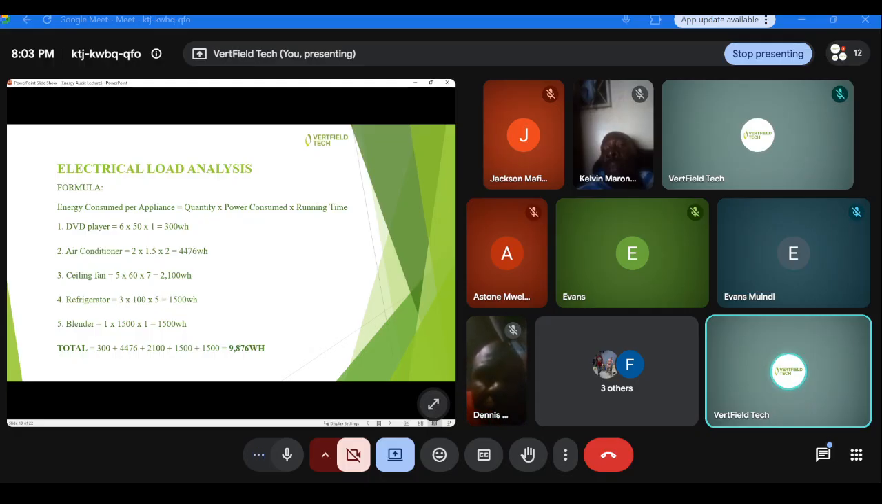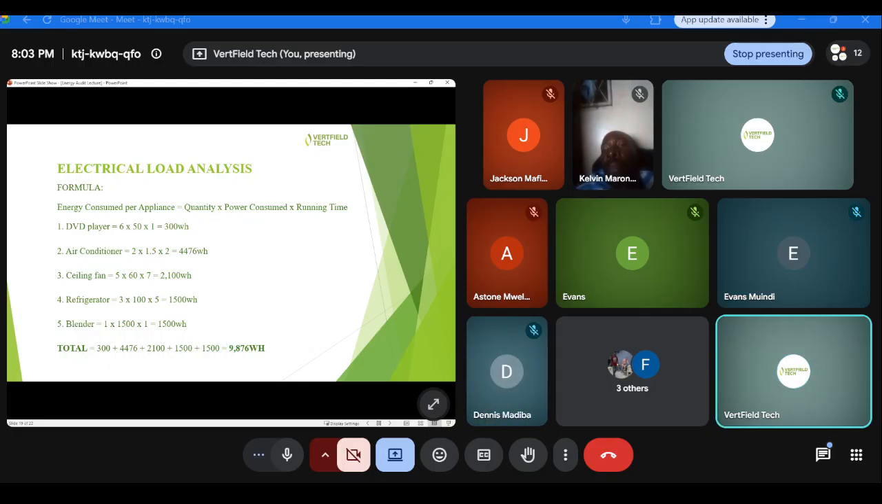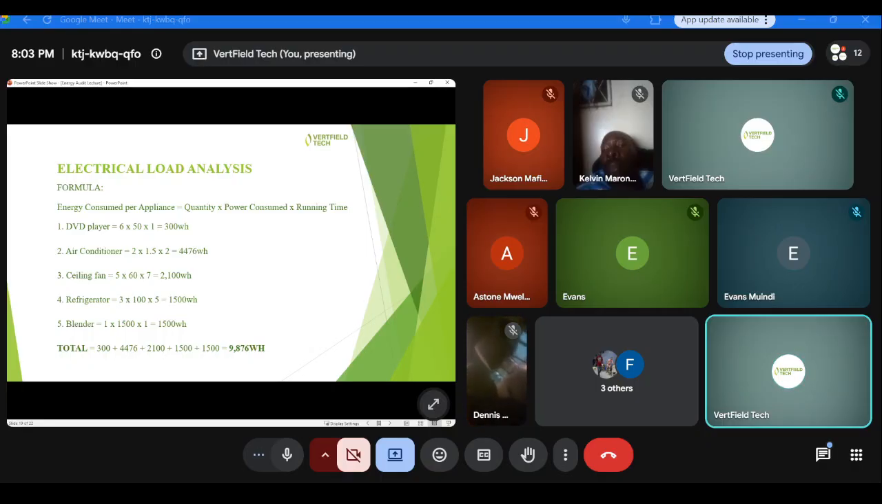For the DVD player, 6 multiplied by 50 by 1 gives you 300 watt hour. For the air conditioner, 2 multiplied by 1.5 by 2 gives you 4,476 watt hour. For the ceiling fan, 5 multiplied by 60 by 7 gives you 2,100 watt hour. For the refrigerator, 3 multiplied by 100 by 5 gives you 1,500 watt hour. For the blender, 1 multiplied by 1,500 by 1 gives you 1,500 watt hour.